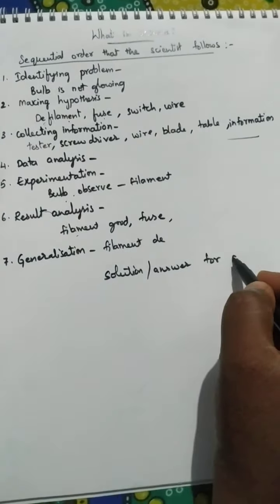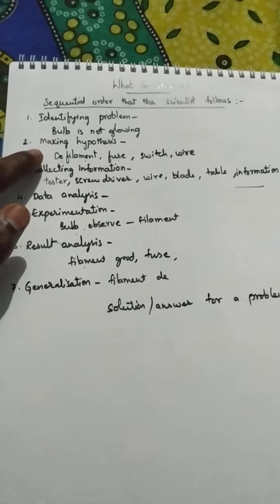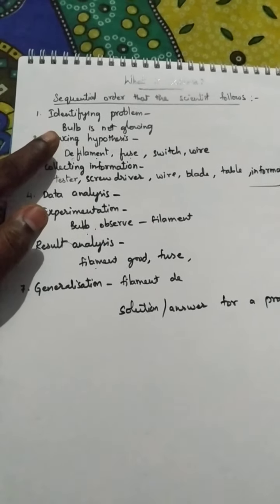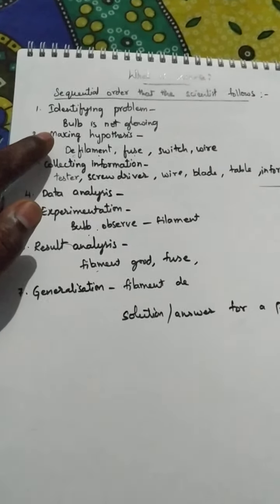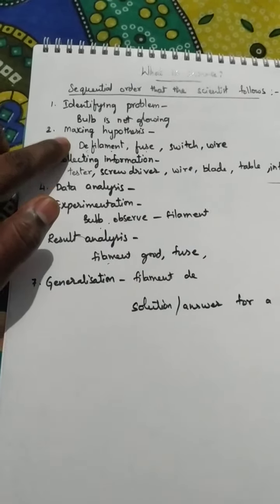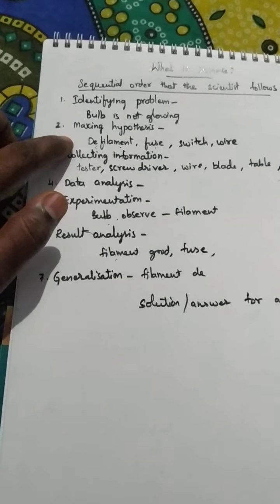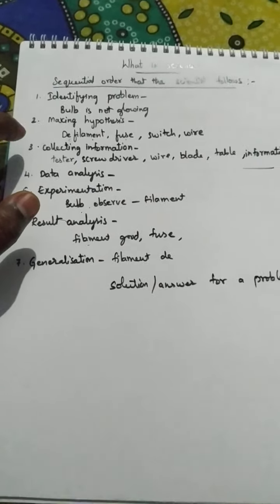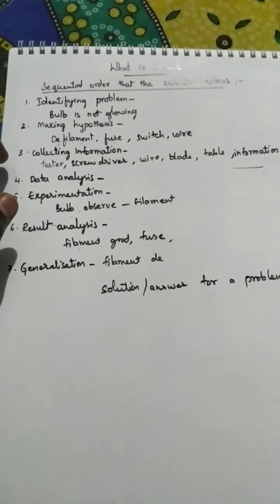First they will identify the problem. What I want to know. What is my problem? What is my doubt? So that is identifying a problem. After identifying a problem, making a hypothesis. Why is that like that? Here we considered the bulb is not glowing. Why is the bulb not glowing? Because the filament may be broken, or the fuse is gone, or the switch is not functioning properly, or the wire may have got cut in the middle, like this, anything.